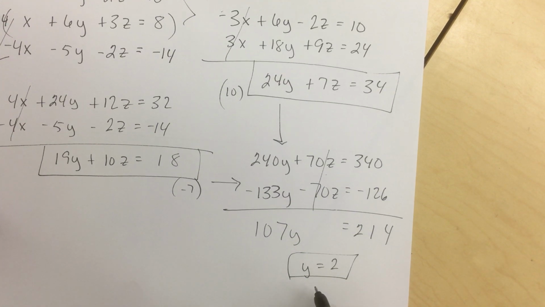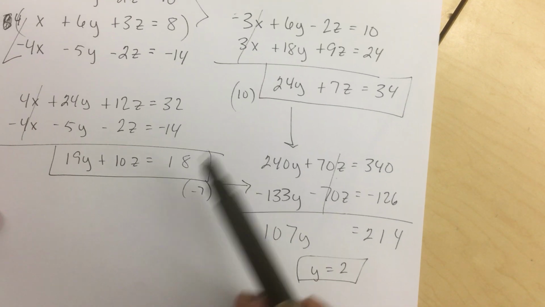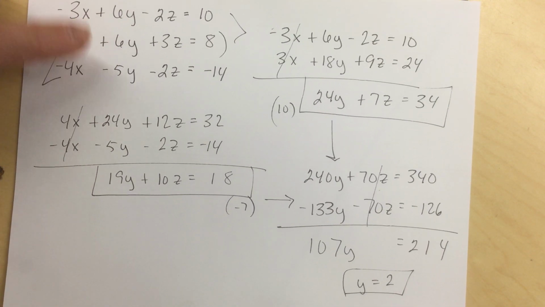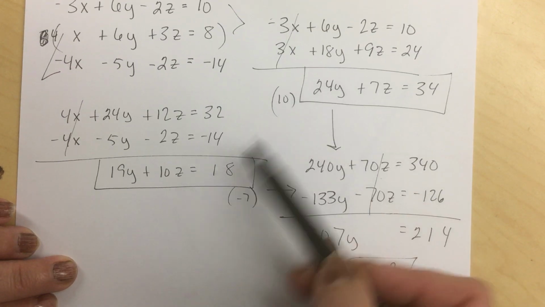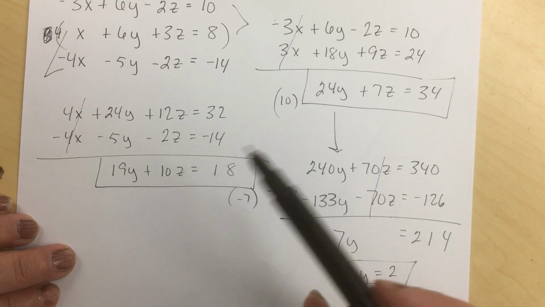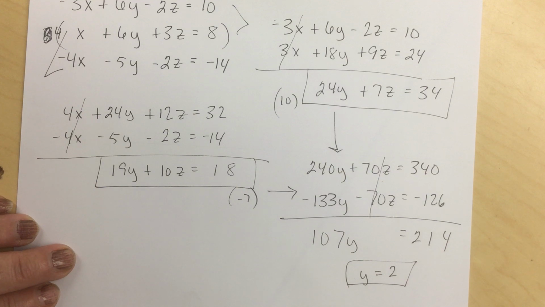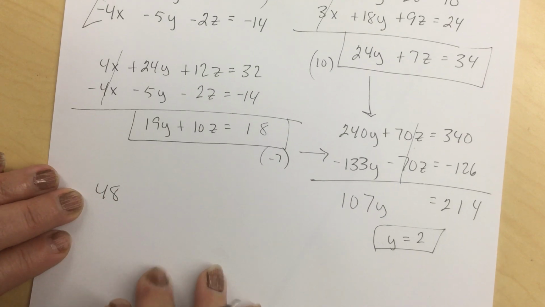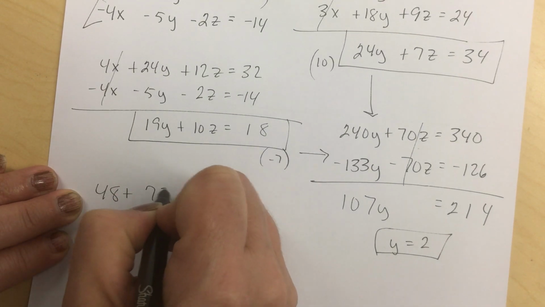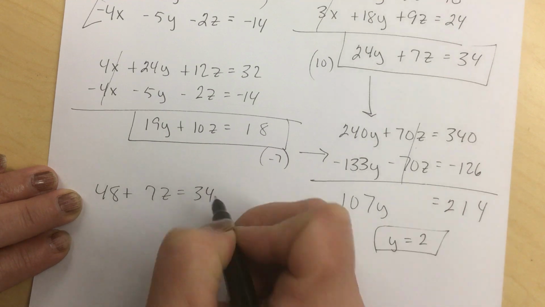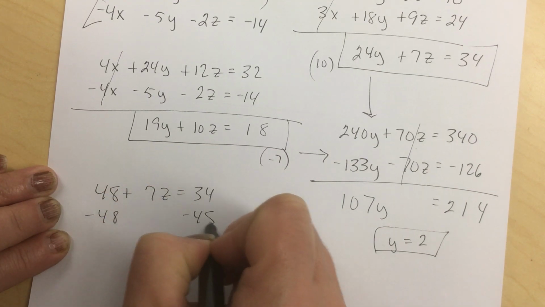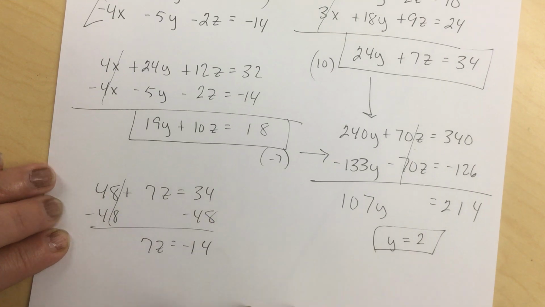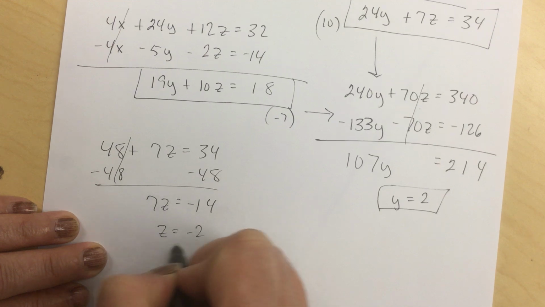Once you get a number for your letter, you plug it into either of the two equations that only has 2 letters in it. If you plug it back up in here where there's 3 letters, it's not going to get you anywhere. You got to plug it into here so you can get rid of one variable and solve for the other. So if I plug it into there, 24 times 2 is 48 plus 7z equals 34. Subtract 48 from both sides, and you get 7z equals negative 14. So z is equal to negative 2.